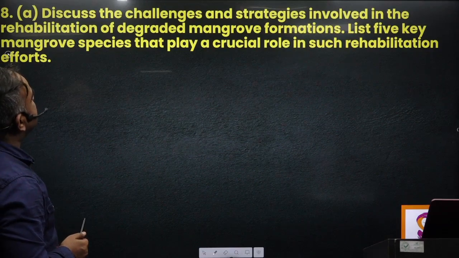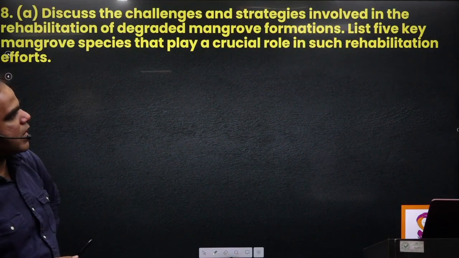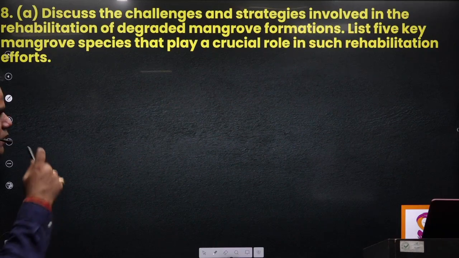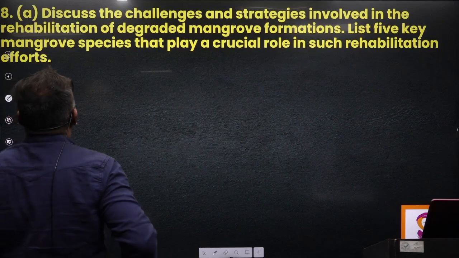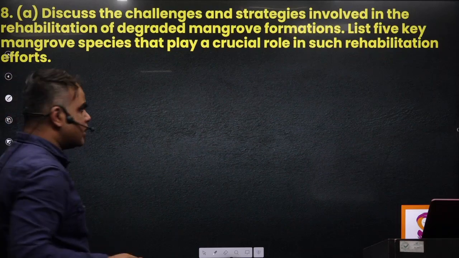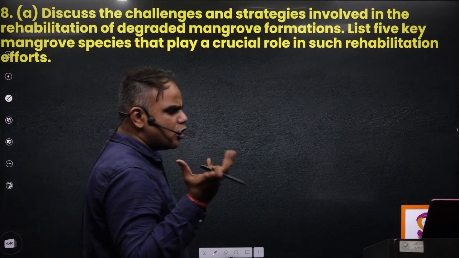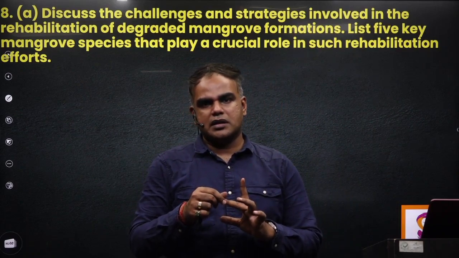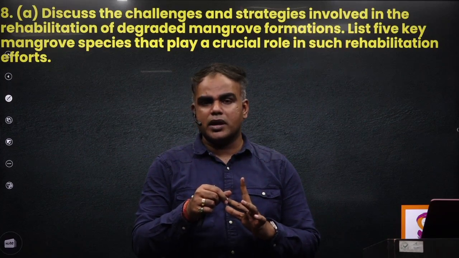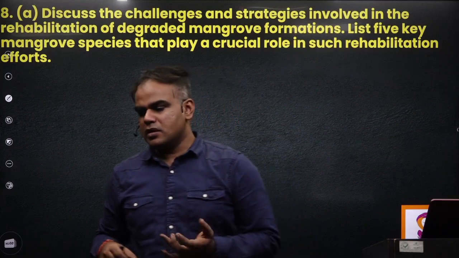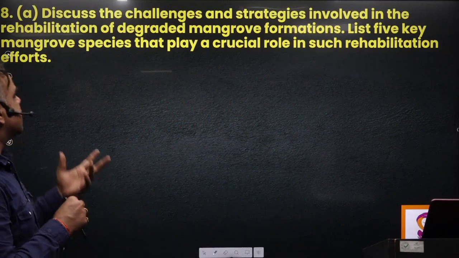Question number 8a: what are the challenges and strategies involved in the rehabilitation of degraded mangrove formations? First of all, we'll see what the challenges are. We'll also understand strategies and 5 key mangrove species that play a crucial role in such rehabilitation efforts. Here also we have seen almost 5 different species: Avicennia, Sonneratia, Rhizophora mucronata. 3 we already know, and 2 more I'll tell you. We can even add Bruguiera species. So these will always be very handy.